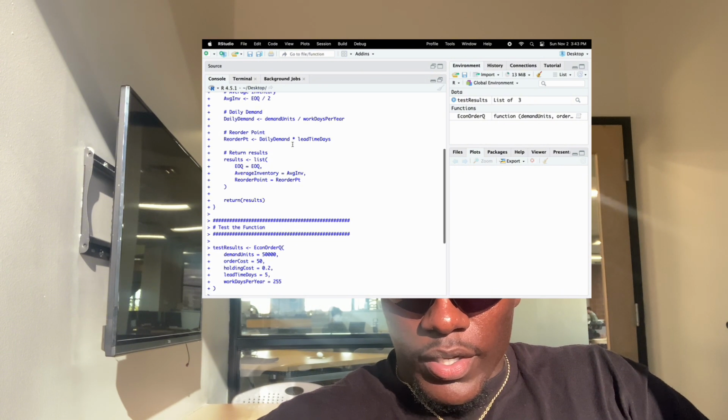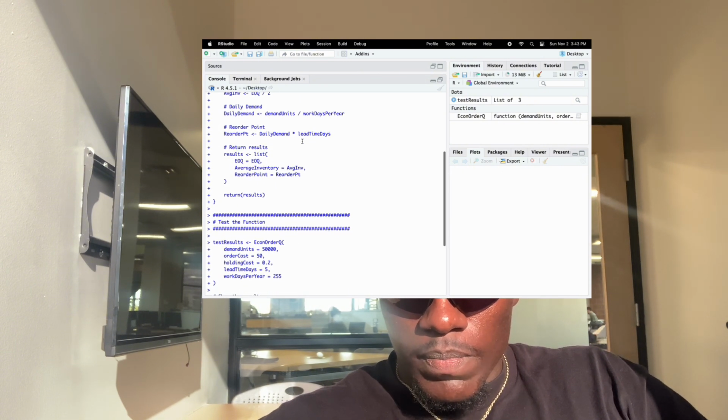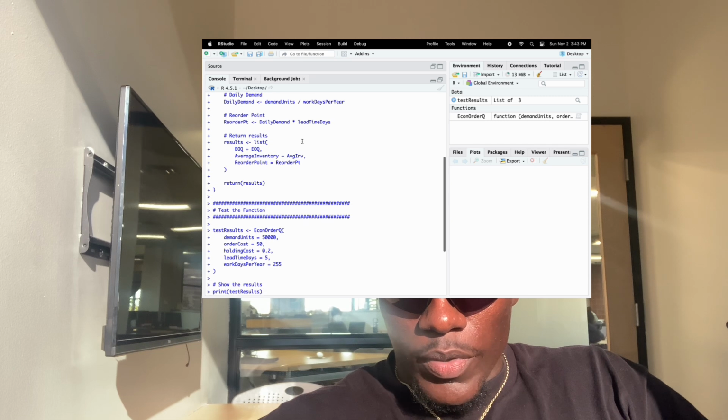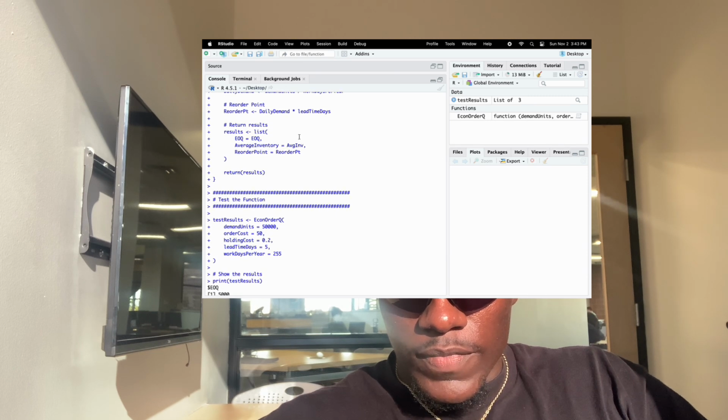So here I calculated the daily demand, demand units per work days per year, and this divides annual demand by the number of work days to see how many units are used each day.